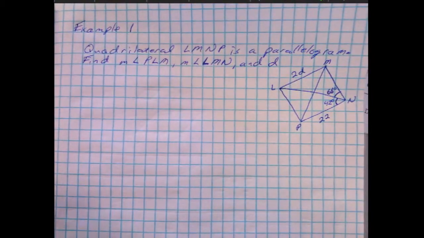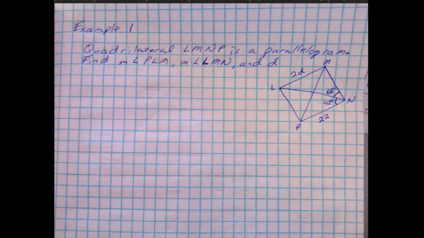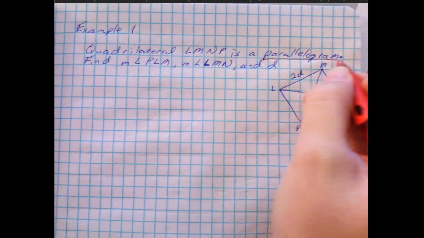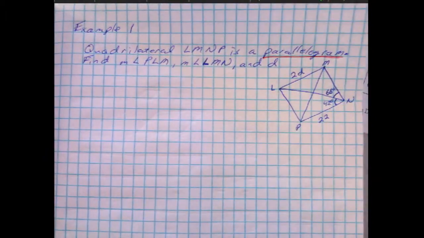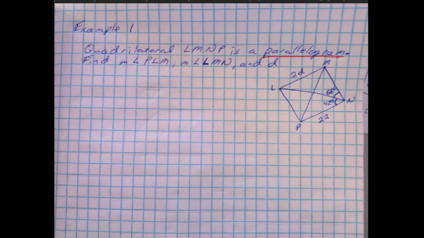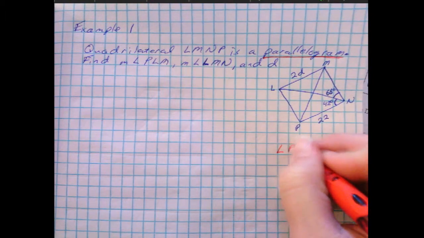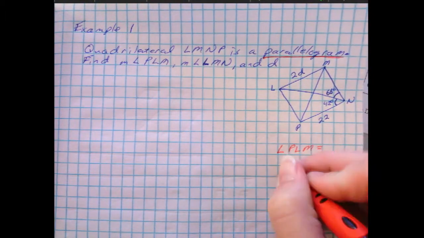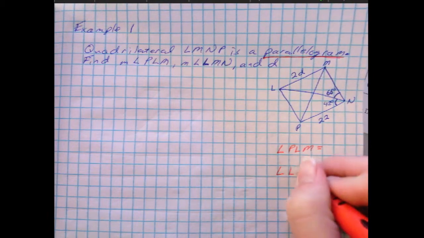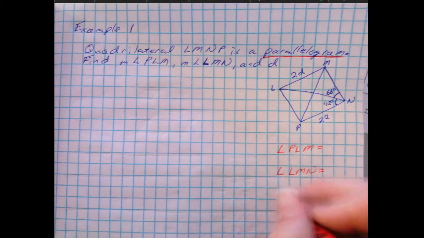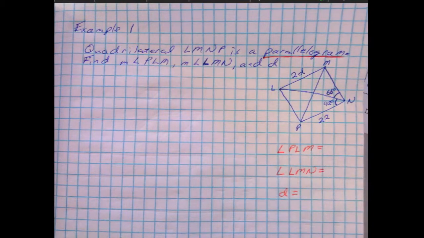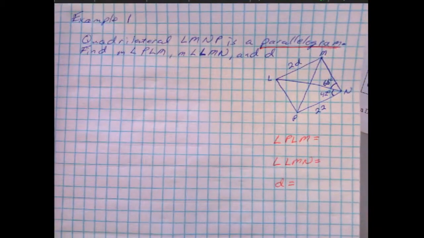Alright, so our first example here, we have a quadrilateral, LMNP. It is a parallelogram, so that's important, because all of those parallelogram rules will apply. And we're going to find the measure of angle PLM, the measure of angle LMN, and what is D. So I'm going to write those over here. So angle PLM equals, angle LMN equals, and D equals. So we make sure that we find everything that we're looking for here.